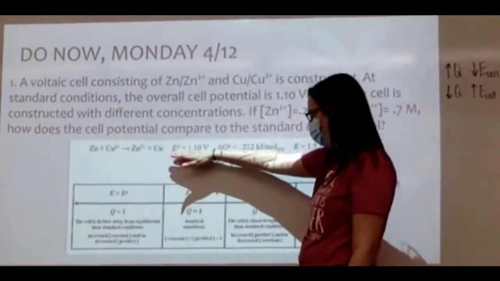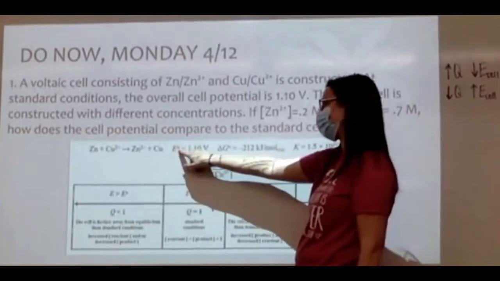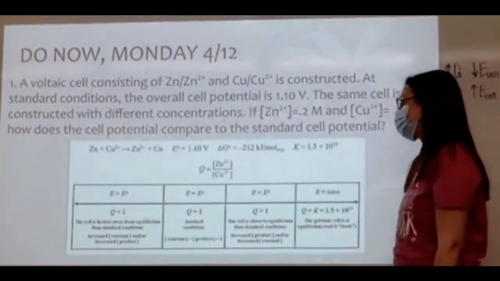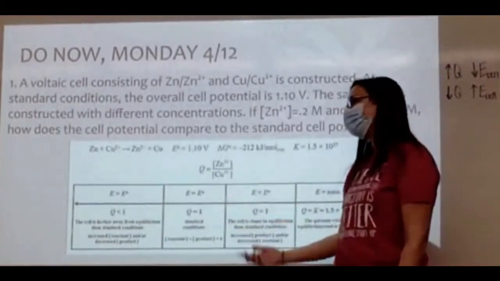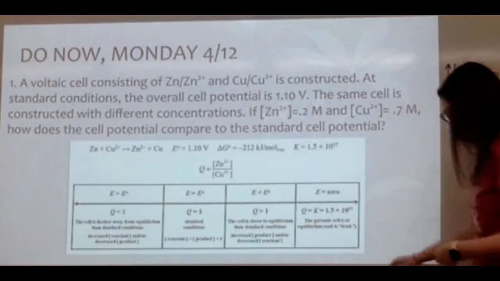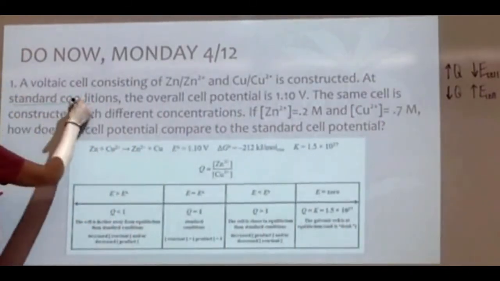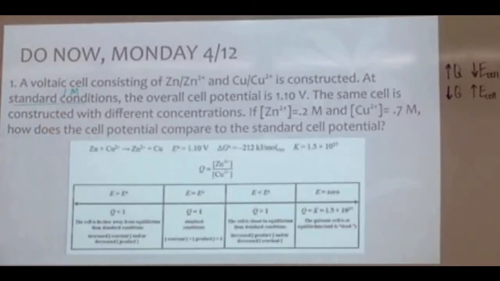And what I did is I gave the equation here. Here is the standard cell potential, so that naught symbol means standard. It gives us delta G, it gives us the equilibrium constant. And then there was this table just to be helpful in comparing cell potential to standard cell potential.